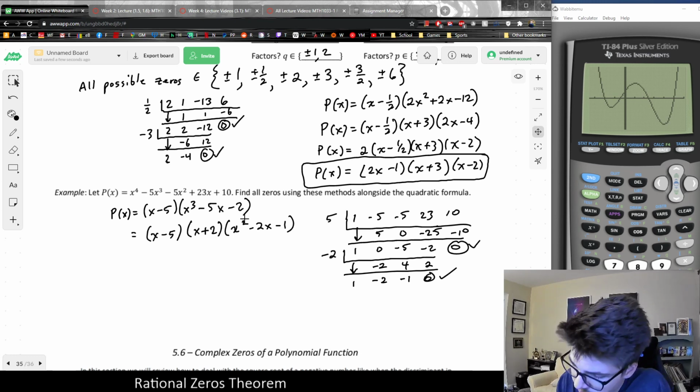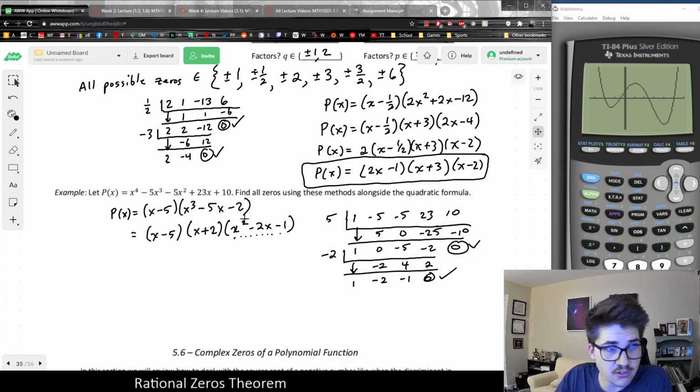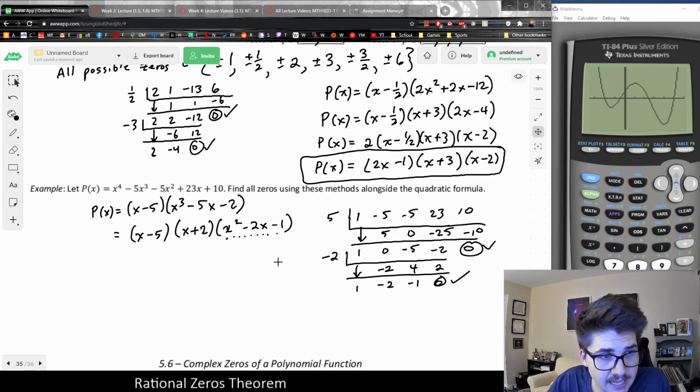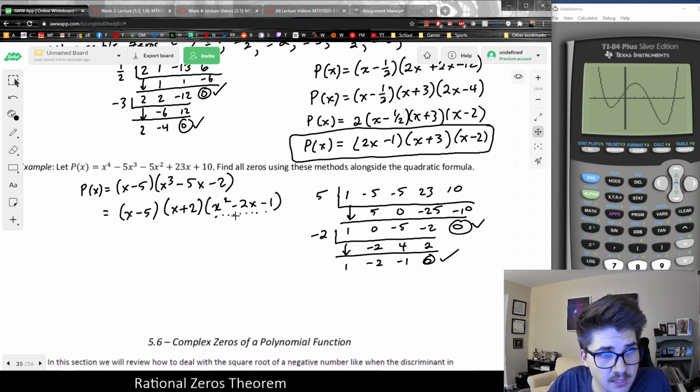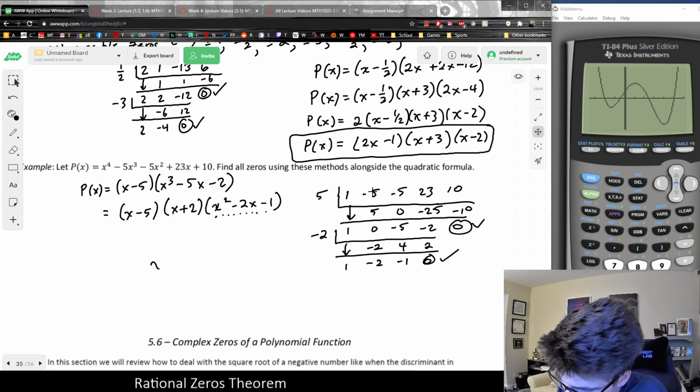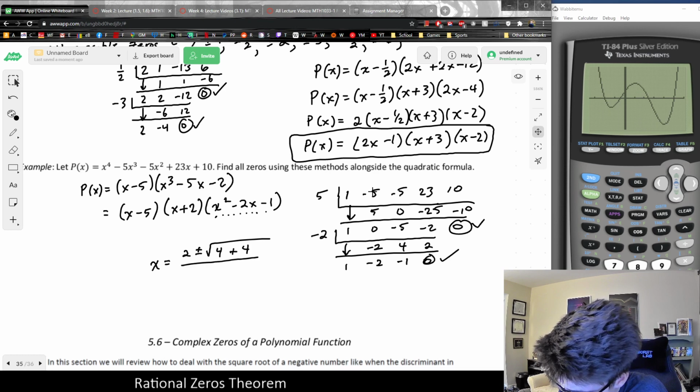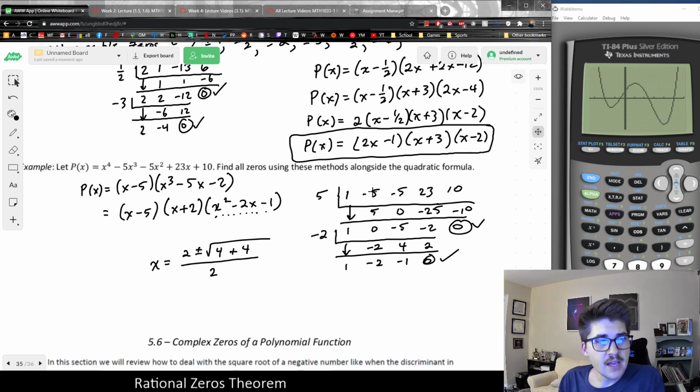But in this particular case, basically, this polynomial is where we might get stuck. And if you tried to factor this using a traditional magic X method or something like that, you will see that this polynomial is prime. It can't be done. It can't be factored using rational numbers, at least. But if we apply the quadratic formula, we would get 2 plus or minus the square root of b squared minus 4ac all over 2a.